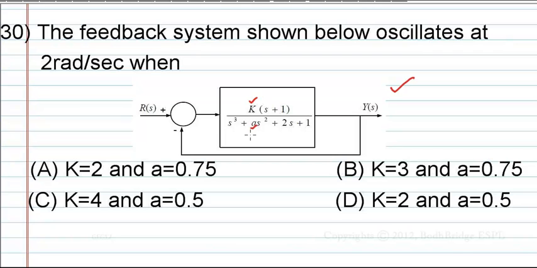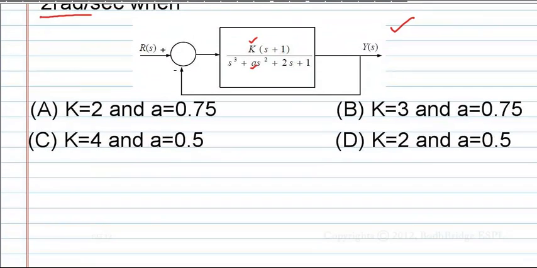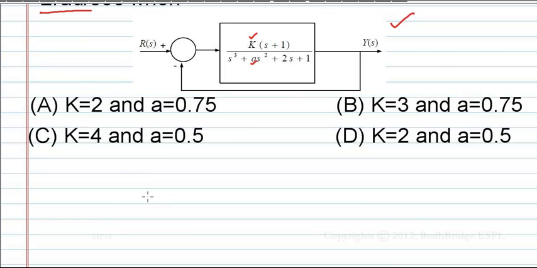Here there are some variables. This whole system oscillates at 2 radian per second. This is a standard question from RH criteria, right? First of all, find what is Y(s) by R(s). That is the closed loop gain. What is Y(s) by R(s)?